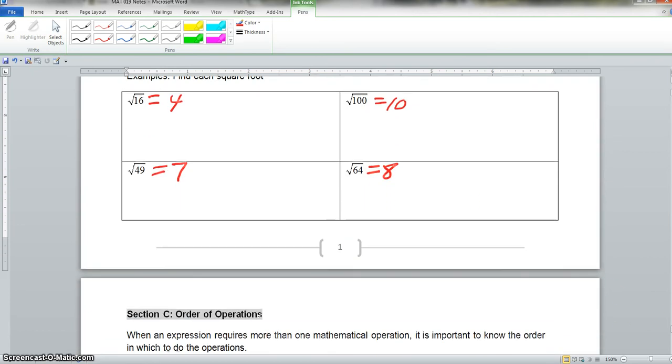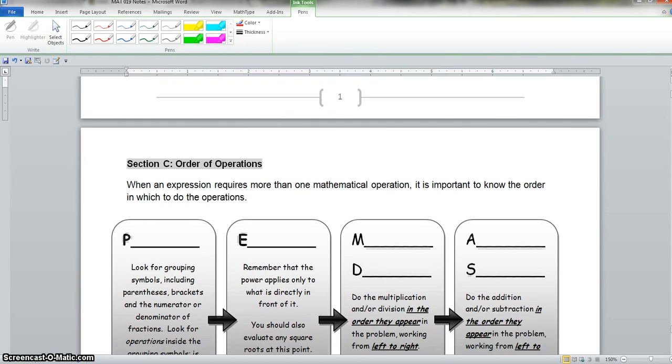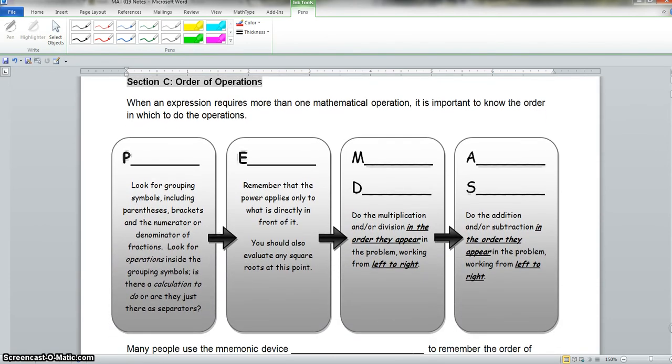Now we scroll here to page 2. It says section C, order of operations. When an expression requires more than one mathematical operation, it is important to know the order in which to do the operations. So our order of operations goes like this. P stands for parentheses. E stands for exponents. So this is number 1, and this is number 2.